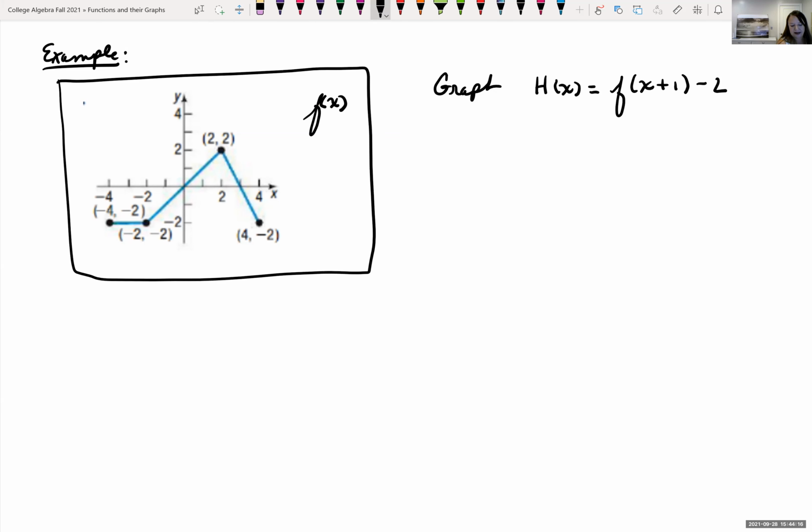So my new point here at (-2, -2). Well, if I subtract 1 from my -2, I'm going to get a -3. And if I subtract 2 from my -2, I have a -4. So from (-3, -4), and it's a horizontal line there. And I can see from above that this piece is going to be horizontal.